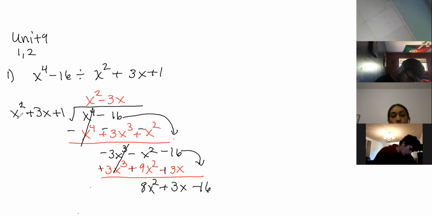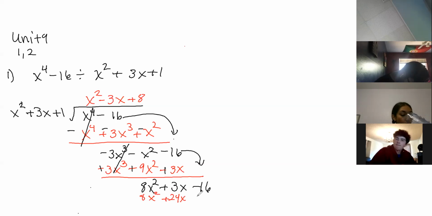X squared times what would give me this positive 8x squared? Plus 8, or positive 8. Positive 8. And I multiply, that gives me what? 8x squared plus 24x, plus 8.